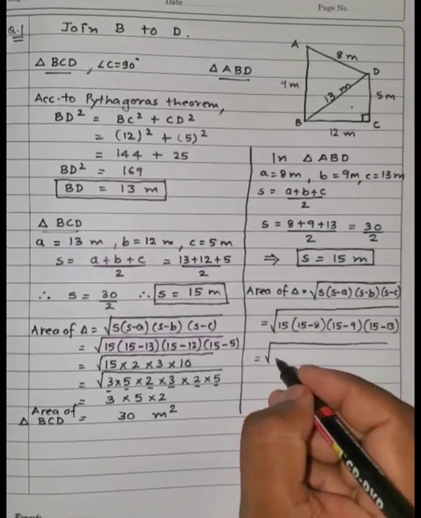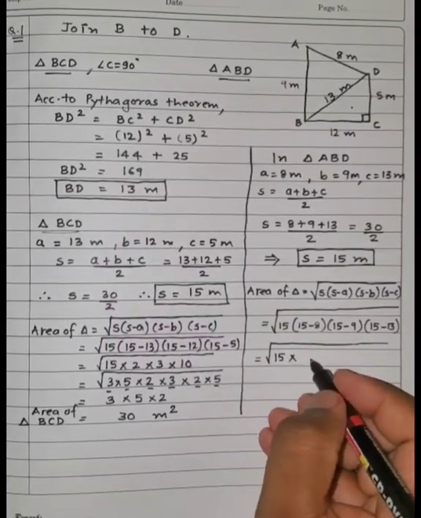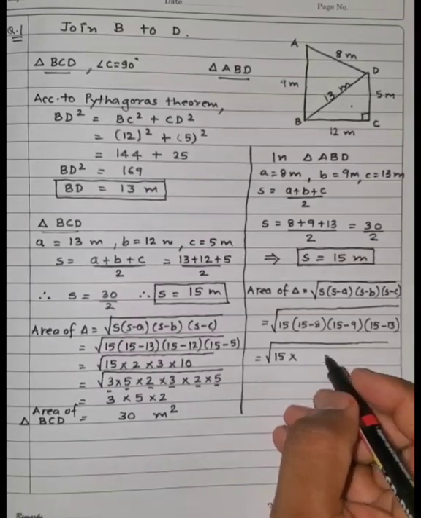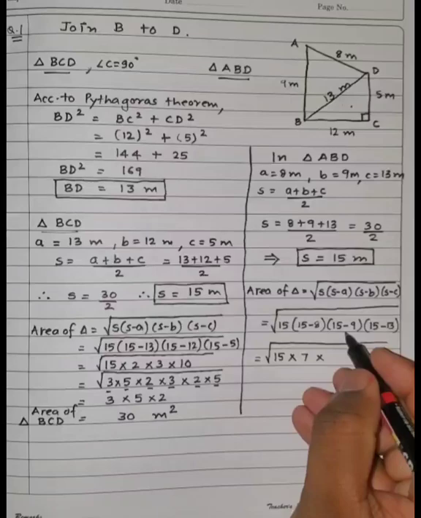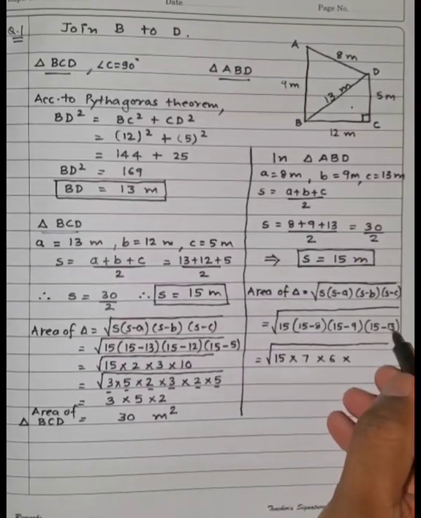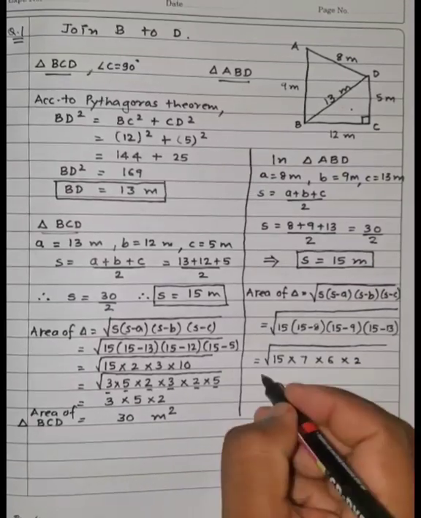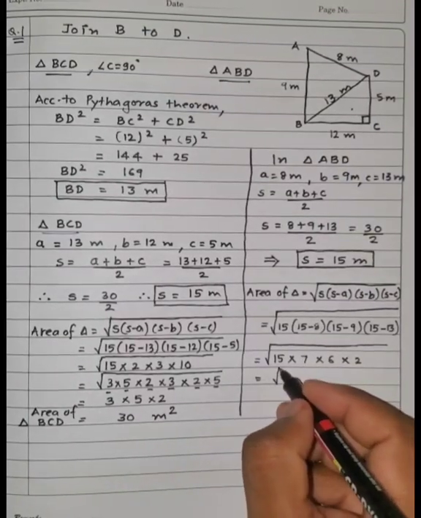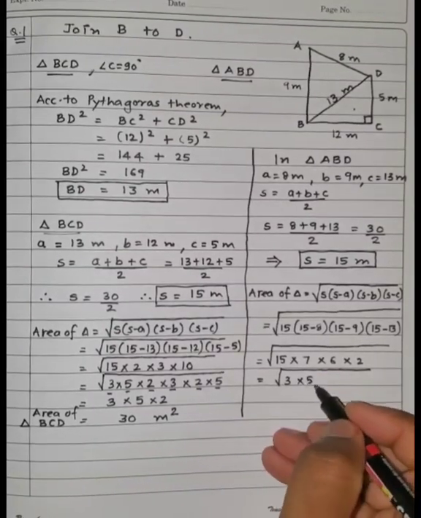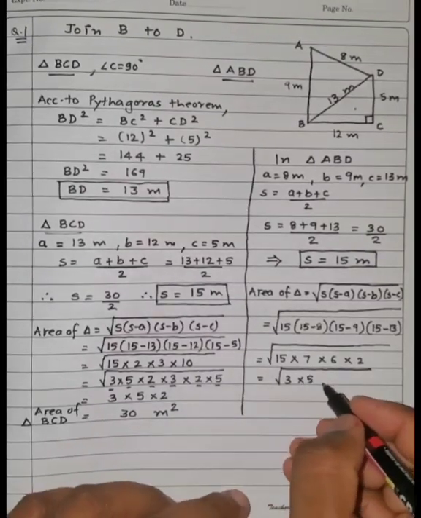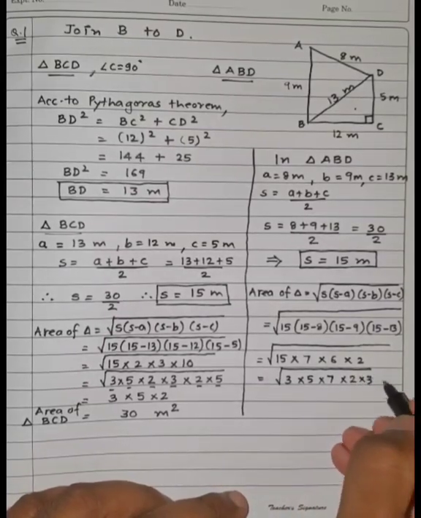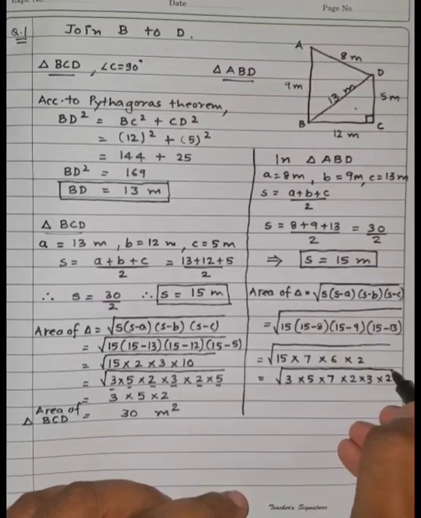So the next step is to solve the brackets. 15 minus 8 is 7. 15 minus 9 is 6. 15 minus 13 is 2. Let me prime factorize this now. 15 can be written as 3 into 5. 7 itself is a prime number. 6 can be written as 2 into 3, and 2 itself is a prime number.